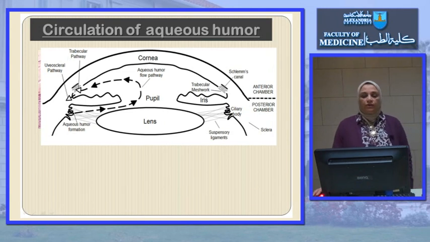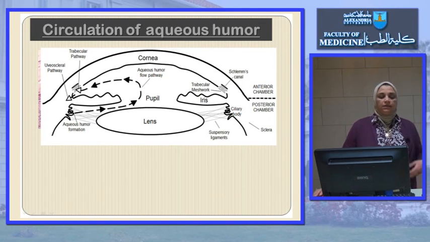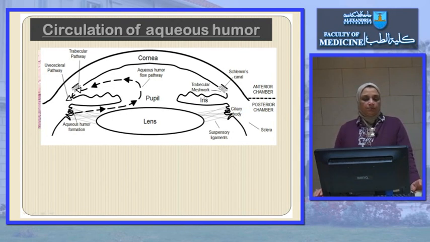What about circulation of aqueous? We know that formation of aqueous starts from the ciliary epithelium of the ciliary body. Then this aqueous will circulate. It will pass from the posterior chamber, between the lens and the iris, through the pupil, to pass into the anterior chamber between the cornea and the iris.